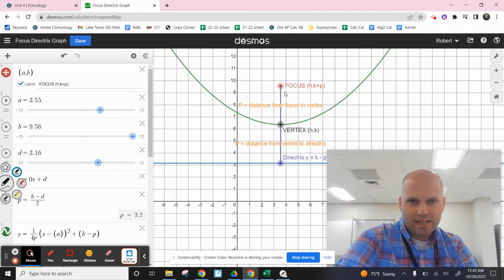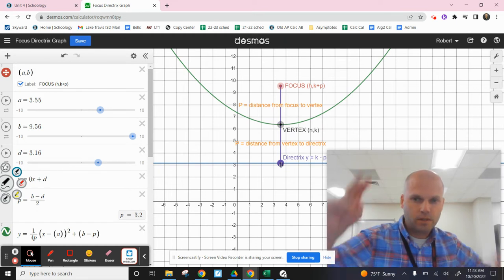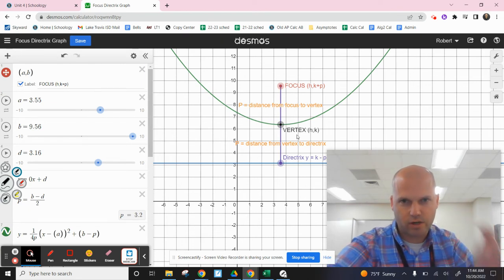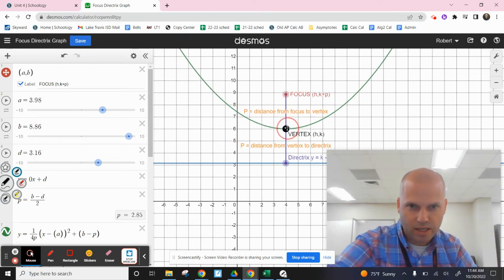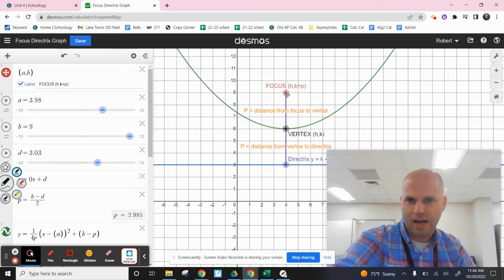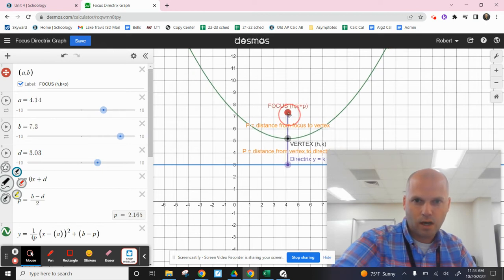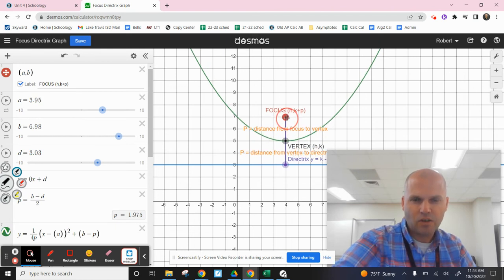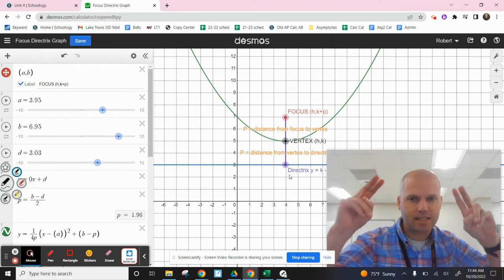Mathematicians discovered that the distance from the vertex to the focus, which is going to be the same as the distance from the vertex to the directrix, that's the important value. P. P is the distance from the vertex to the directrix. So if I move the directrix to be at 3, and I move the vertex to be at 6, the focus is going to move to be at 9. Or if I move the focus to 7, and the directrix is at 3, the vertex is at 5, the distance is 2. P's distance is the most important thing.